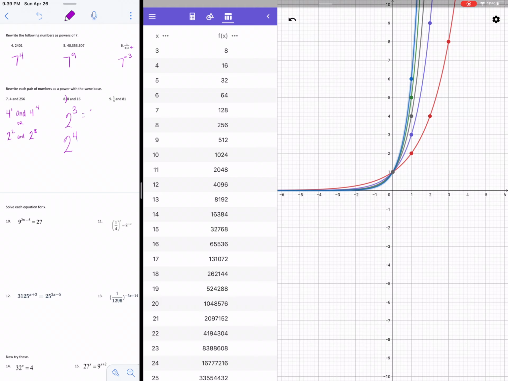So 2 to the third power is 8. 2 to the fourth power is 16. So you're able to write 8 and 16 both as a power of 2.